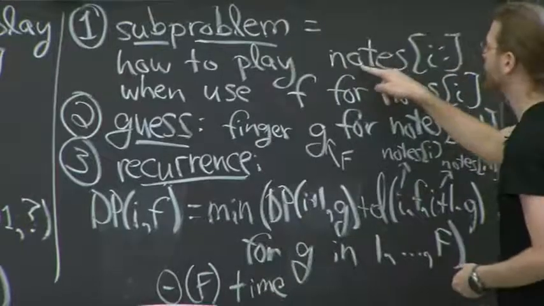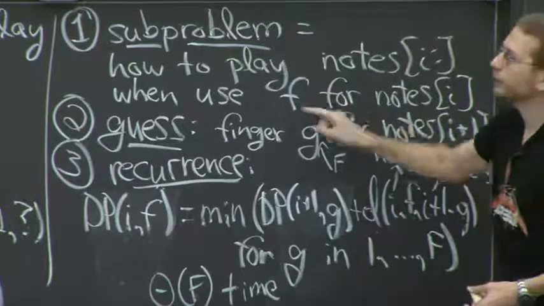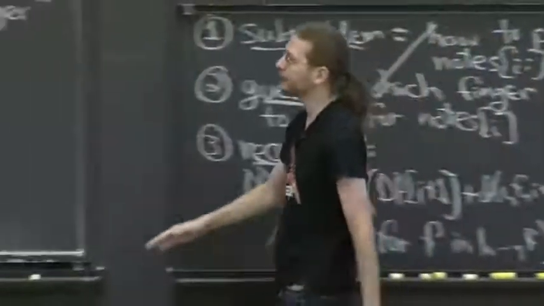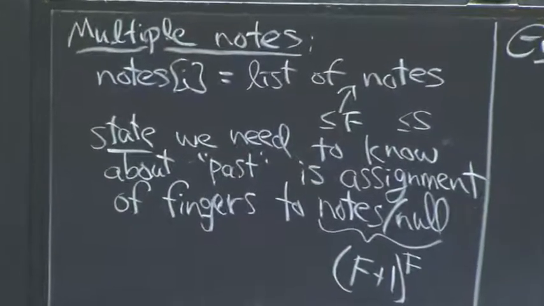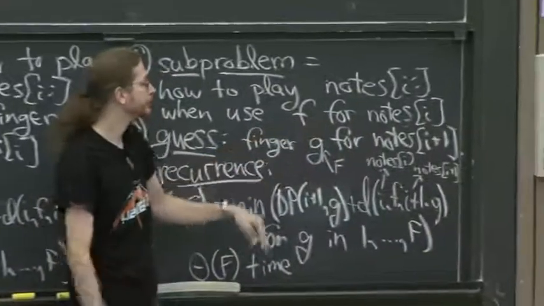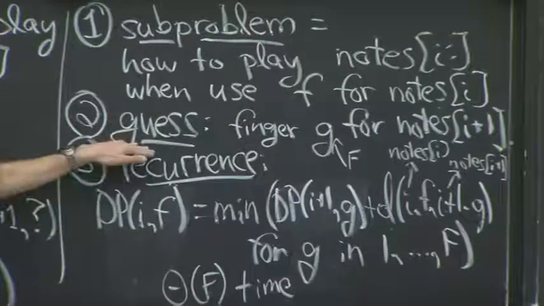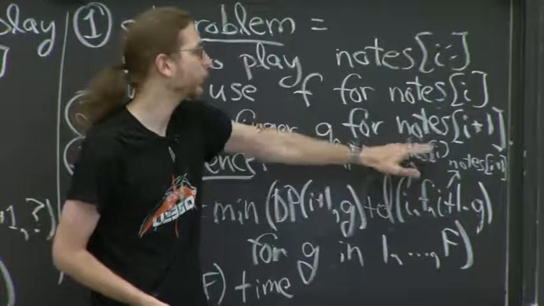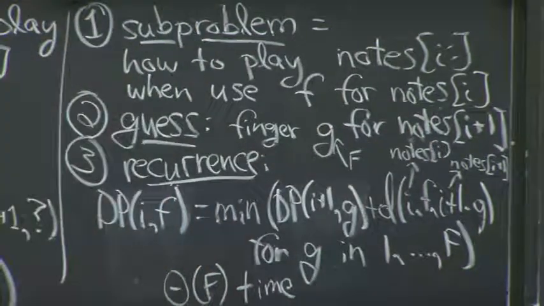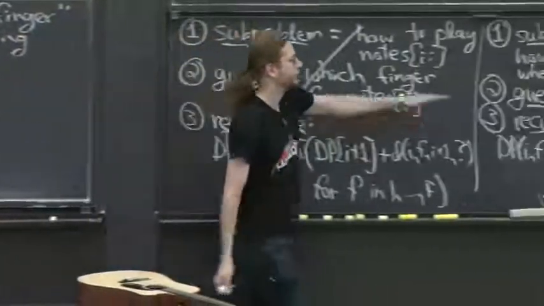How do we play these multiple notes from i onwards, given that we're going to use that pose, or what I called the state, of all my fingers for the first notes of i, which is now a whole bunch of notes. So given I'm going to play those notes with this particular finger assignment, how do I play the rest? And then what we'll guess is the entire finger assignment for the next set of notes, i plus 1, the next chord, if you will. And that guessing involves now F plus 1 to the F time. And then we just write the recurrence in the same way.